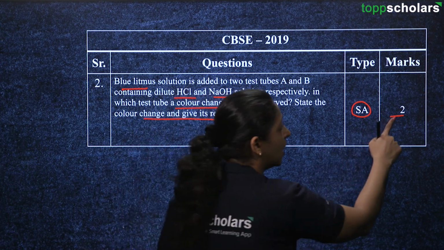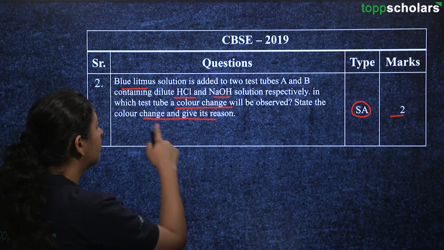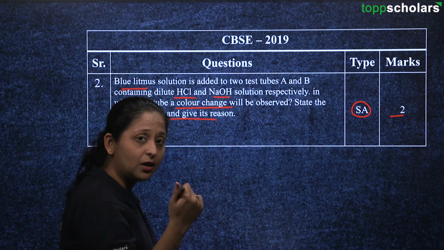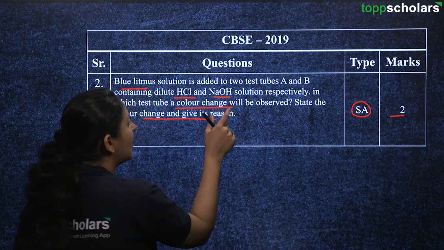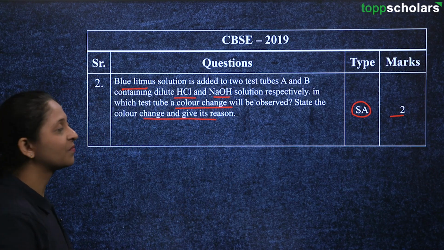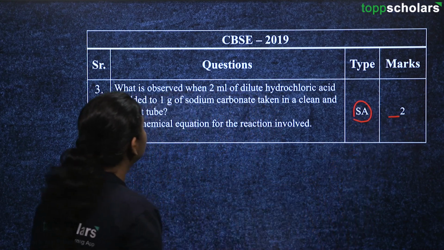So, for this short answer, for these 2 marks, you have to write majorly 3 points. First, which one will give you the color change? What is the color change? Give the reason for that and you'll be good to go. From the same year, another short answer question for 2 marks.